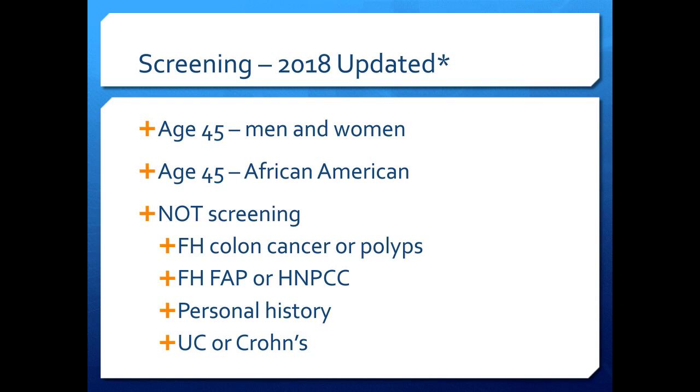Again, some of the other more uncommon things: family history of familial polyposis, an autosomal dominant disease where everybody gets polyps. Personal history of polyps. If you had polyps yourself, that's going to be an every 5-year screening, or a look inside your colon. Any history of ulcerative colitis or inflammatory bowel disease.